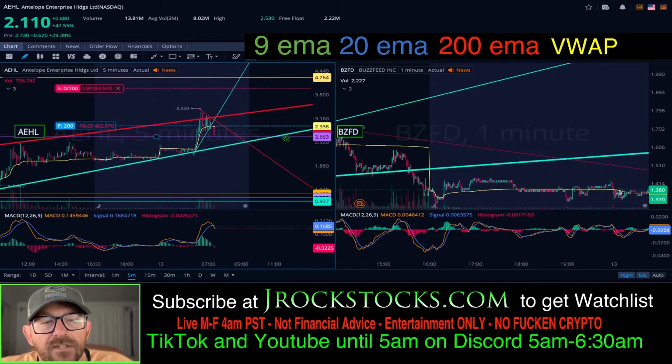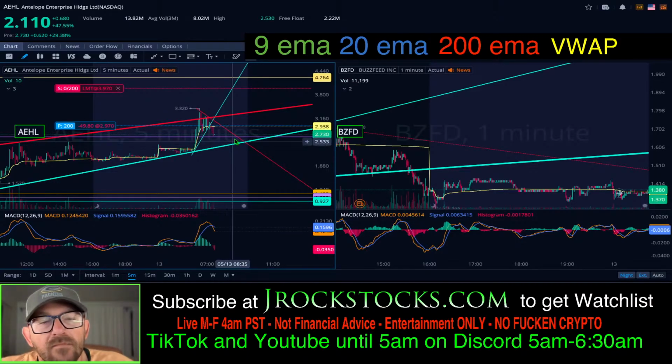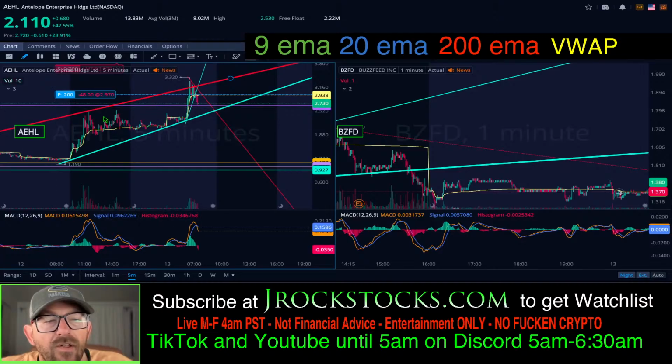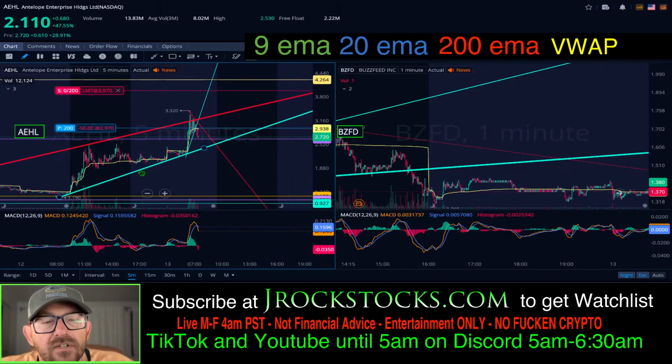So once this thing breaks this purple line, it's probably going to come down to this green line, in which case I'm looking for it to bounce back up because it is trading in an upward wedge or a rising wedge or an ascending wedge. So there you go.